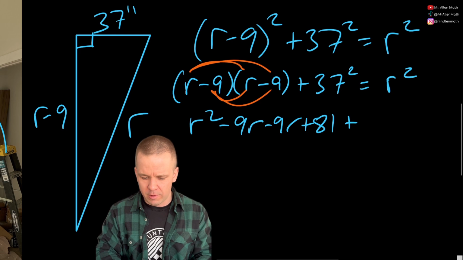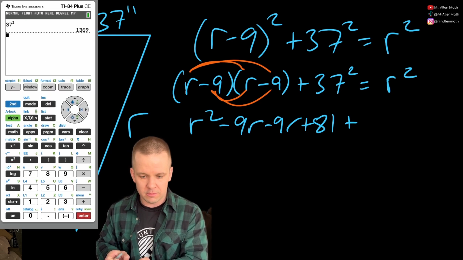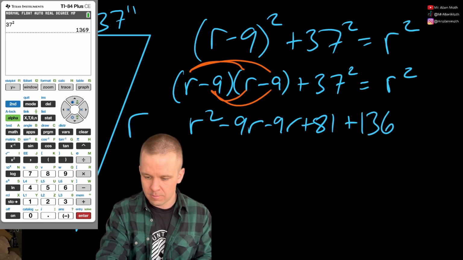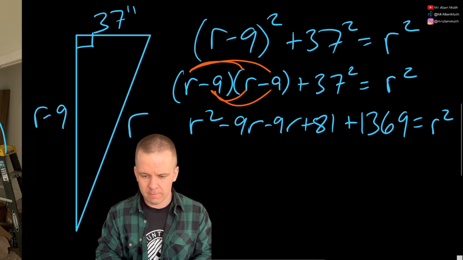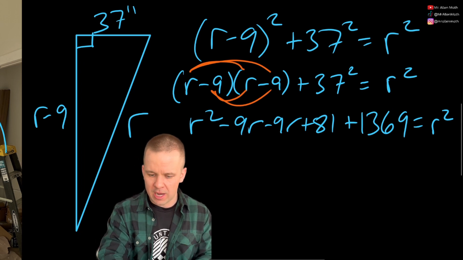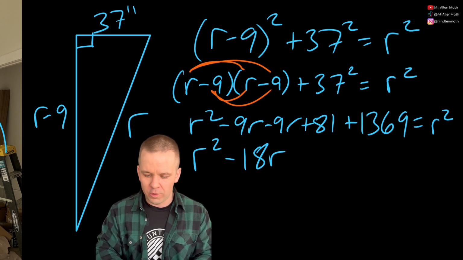Let's pull up the calculator real quick. Let's do 37. Ooh, I got a lot of math there. 37 squared. We got 1,369 equals r squared. All right. Now I'm going to combine some like terms. So I've got r squared, that's still chilling, minus 18r, 81 and 1,369.